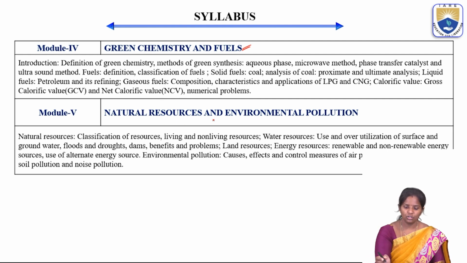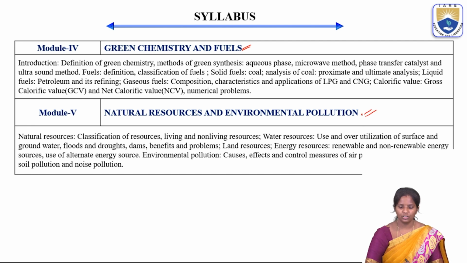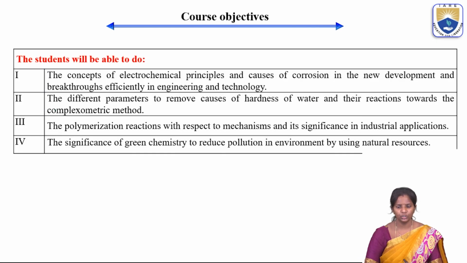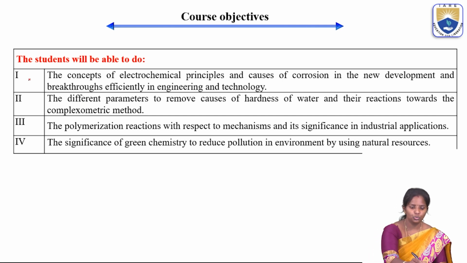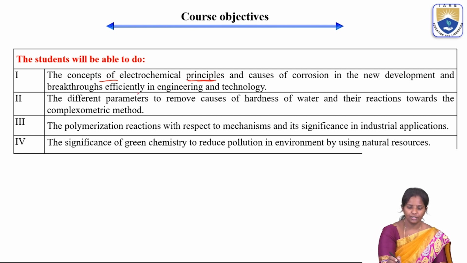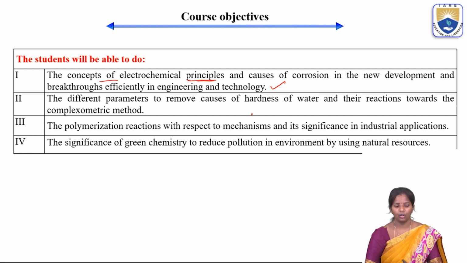Then the fifth module, natural resources and environmental pollution. So this has in detail how the resources are being classified and how it affects the different environments, creating pollution. So if we see these course objectives 1, 2 and 3, 4, the first is the concepts of electrochemical principles and causes of corrosion in new development and breakthroughs efficiently in engineering and technology.